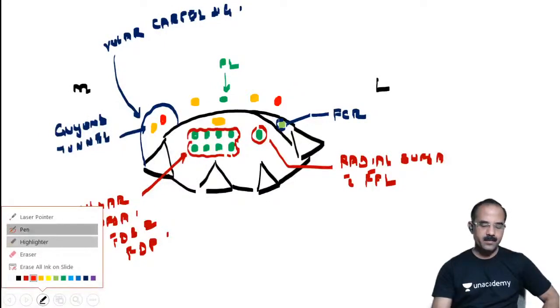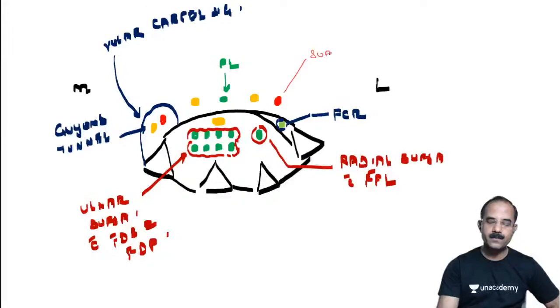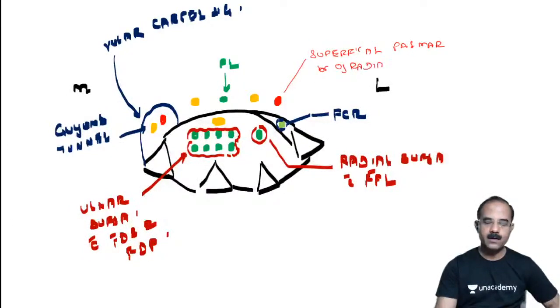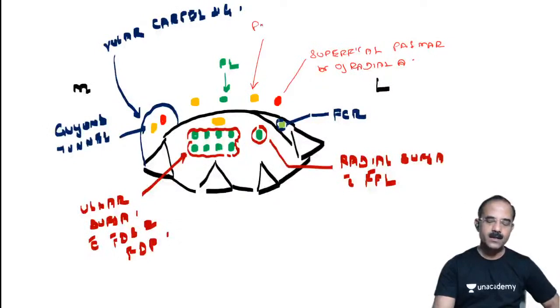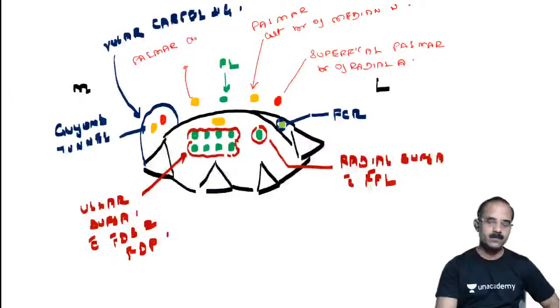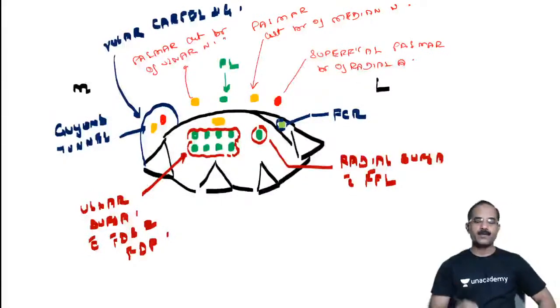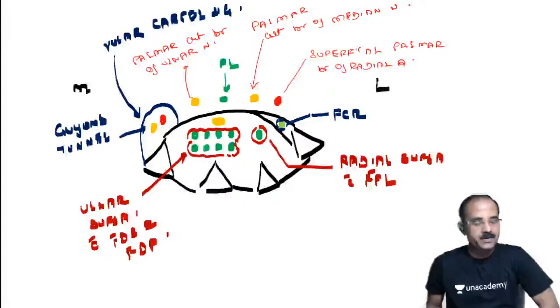So what is this artery? This is the superficial palmar branch of radial artery. What is this? This is the palmar cutaneous branch of median nerve. And this is the palmar cutaneous branch of ulnar nerve. Palmar cutaneous branch of median nerve and palmar cutaneous branch of ulnar nerve.